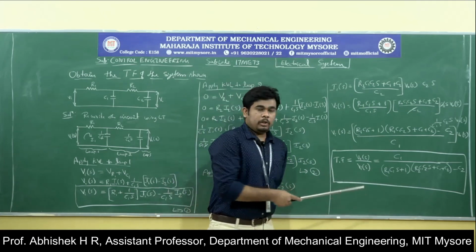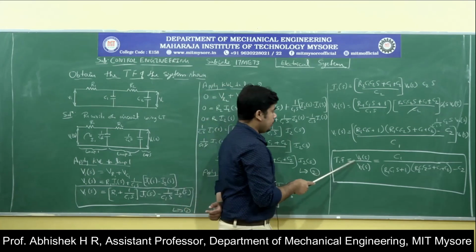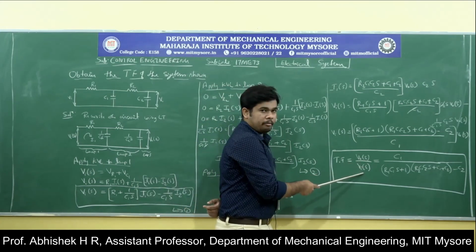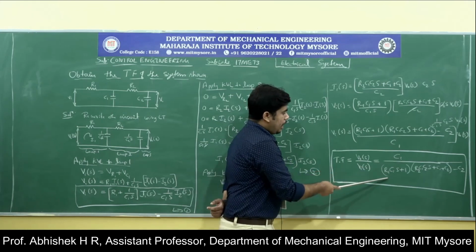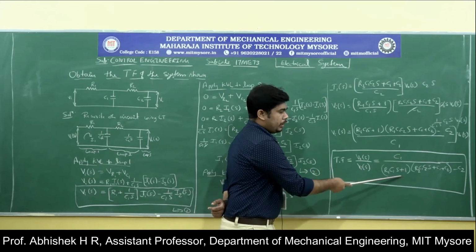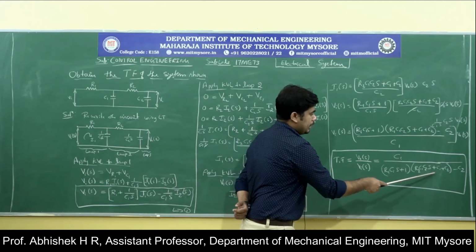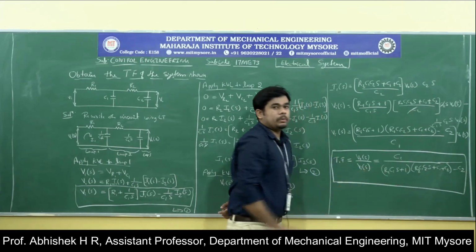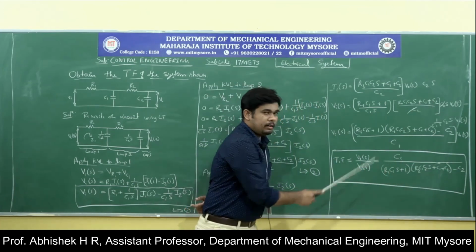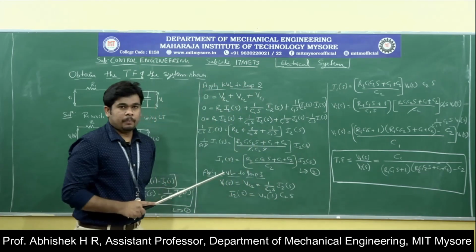Now, we know that the transfer function is the output voltage by the input voltage. So V0 of S by Vi of S, just modify this, you will get C1 by R1 into C1 into S plus 1, into R2 C1 C2 S plus C1 plus C2 minus C2. So this is the final transfer function for the given electrical circuit.